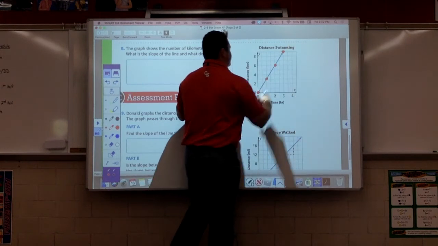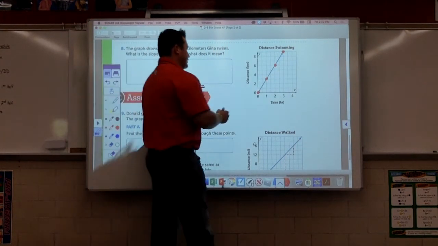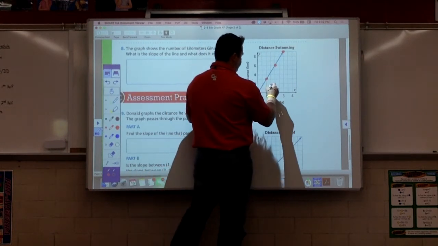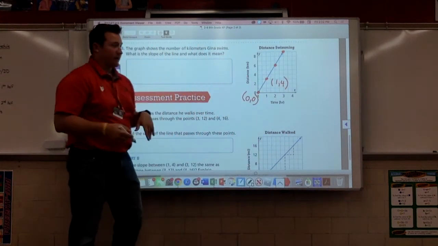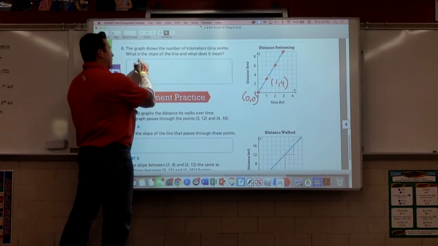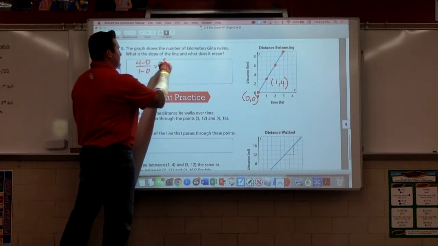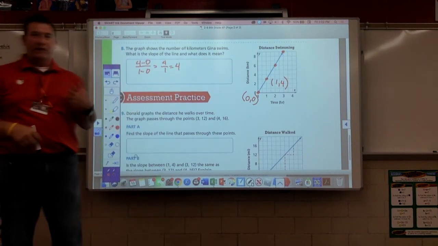Okay. So, guys, 4 good points there. I don't care which ones you use. I'm going to pick the origin because I'm a creature of habit. But it really doesn't matter. You could pick any of them and we're going to get the same thing. Y minus Y will turn into 4 minus 0. X minus X turns into 1 minus 0. So this line has a slope of 4.